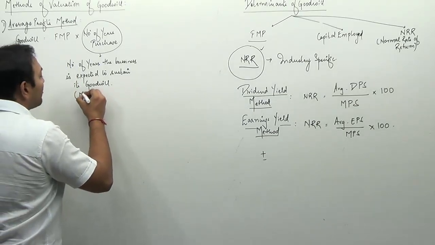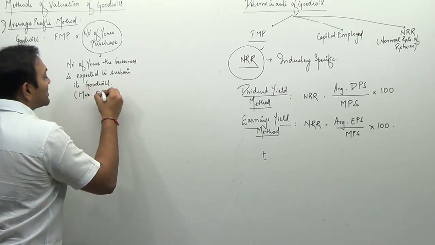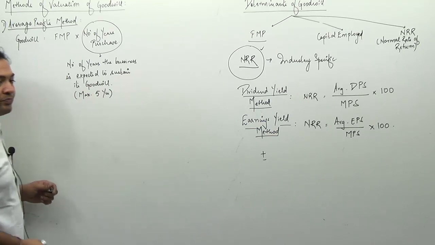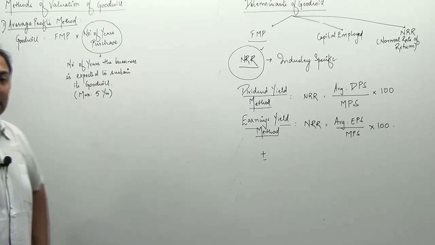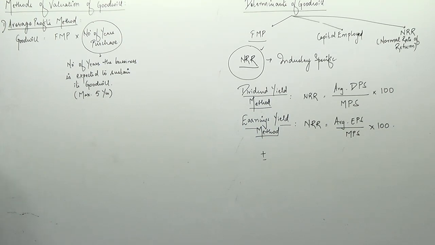For the purpose of valuation of goodwill, the maximum number of years purchase can be considered as 5. A reasonable assumption should be limited to 5 years. Virtually certain assumptions can be taken up to 7 years, which is an irrelevant concept as of now. In highly competitive markets, normally the number of years purchase is lower.